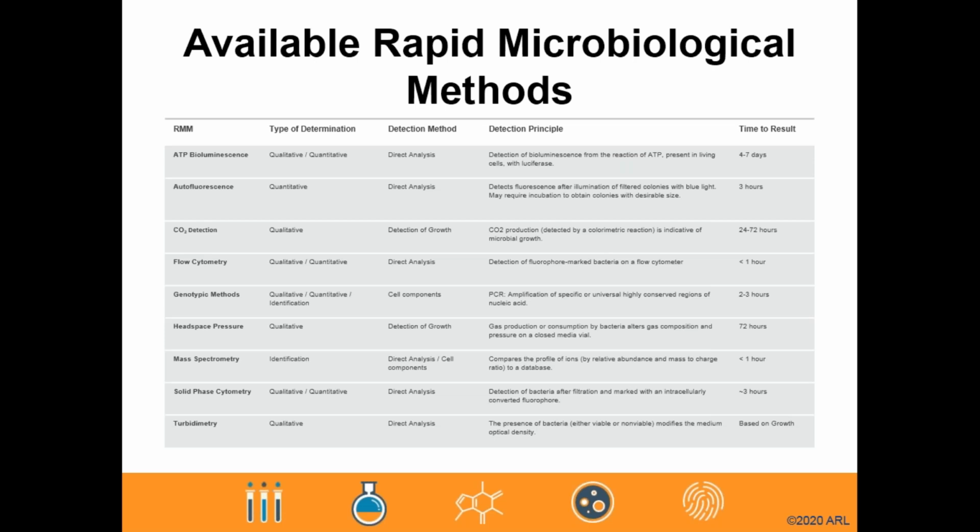Here is a list of various rapid microbiological methods organized based on the type of determination, detection method, and so on. Today I will be going into a bit more detail regarding some of the most common rapid microbiological methods that are used as an alternative to traditional sterility testing. Those are ATP bioluminescence, detection of CO2 production, and solid phase cytometry. As you can see, these three methodologies vary with respect to detection method, as well as the time to result. I will cover that in a bit more detail later in the presentation.